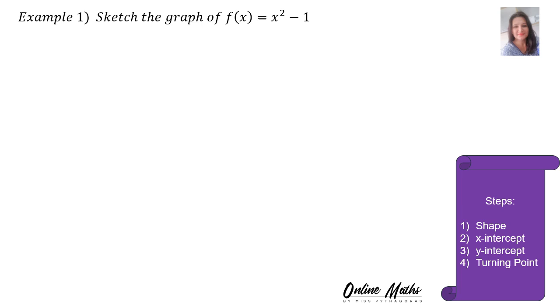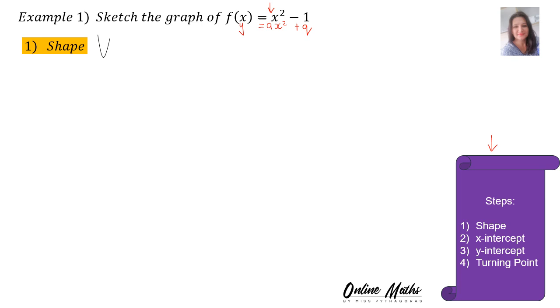Example 1. Let's sketch the graph of f of x is equal to x squared minus 1. Now, just remember, this graph is in the form y is equal to ax squared plus q. So when we sketch the graph of a parabola, there are steps for us. First of all, we will decide on the shape. Now the shape we get from a's sign, and a in this one is positive, therefore the shape is the smiley parabola or concave up.